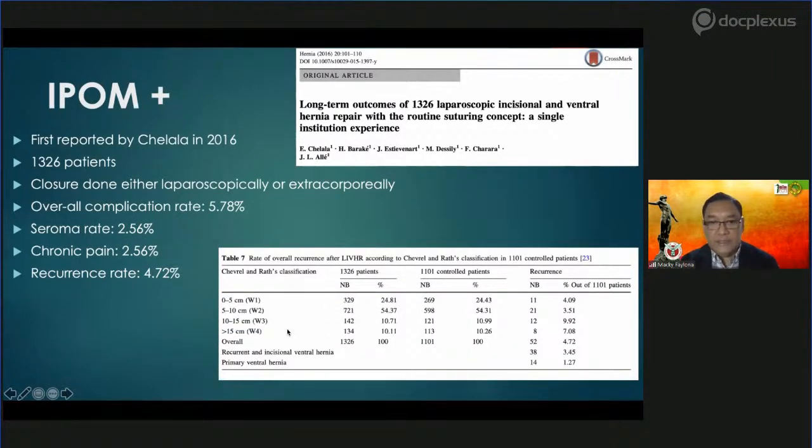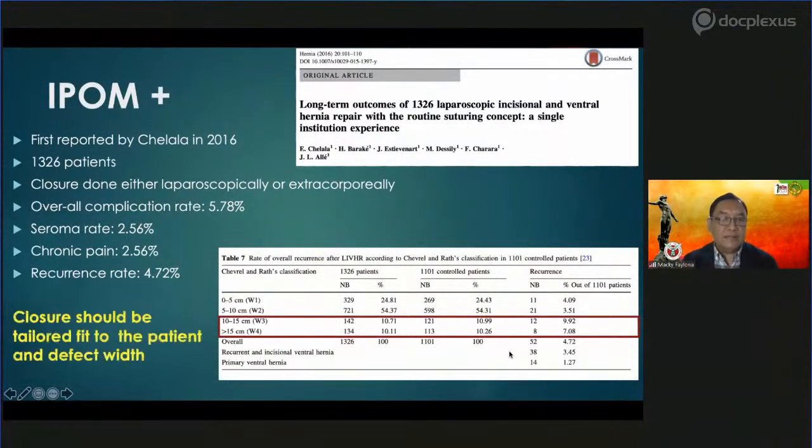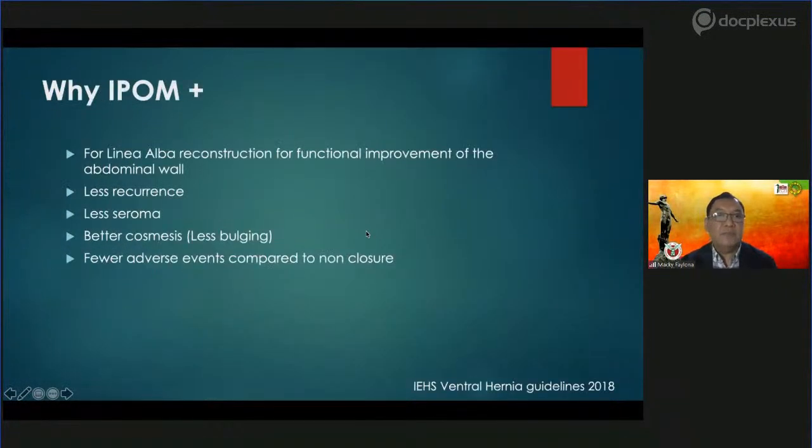So these are the characteristics of the defect in terms of the Chevrel and Rath classification. And look at this: the bigger the defect, 10 to 15 and more than 15, the recurrence rate actually goes higher. So this basically tells us that you have to tailor fit the defect closure to the patient. So I don't think you may be able to use IPOM Plus for ventral hernias which are more than 6 centimeters in defect size. So why do we do IPOM Plus?